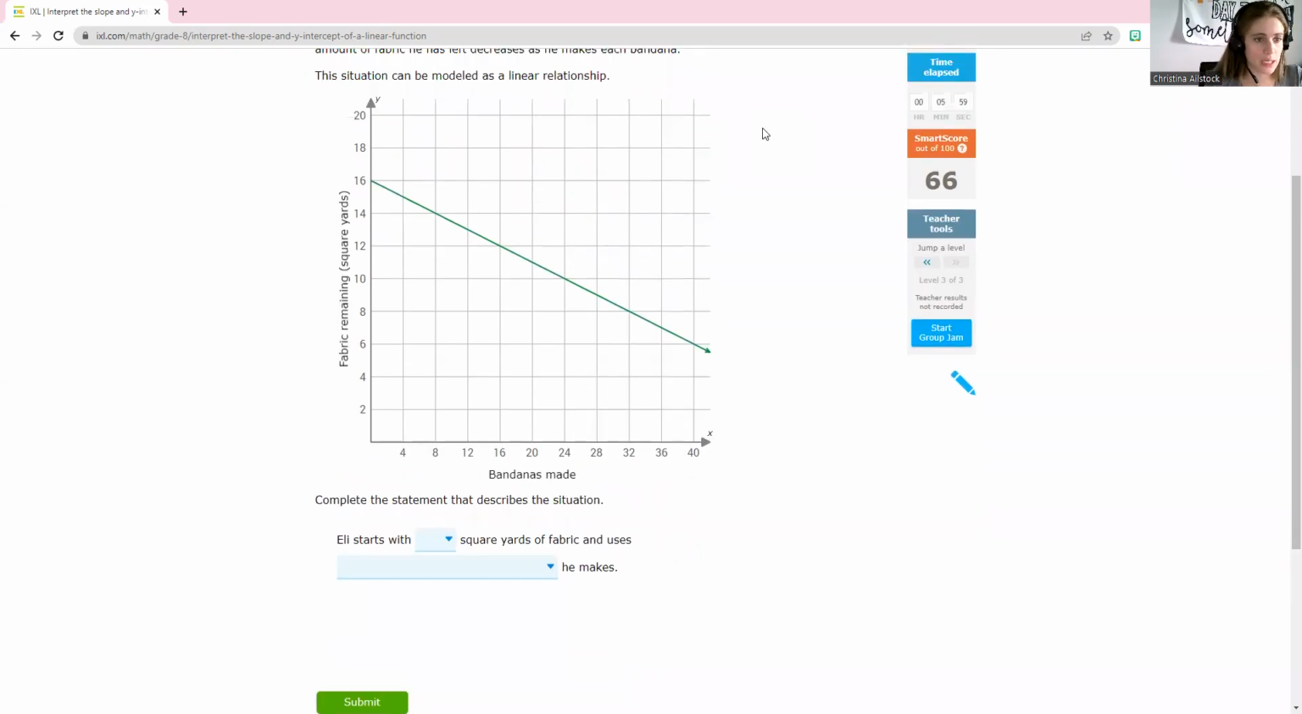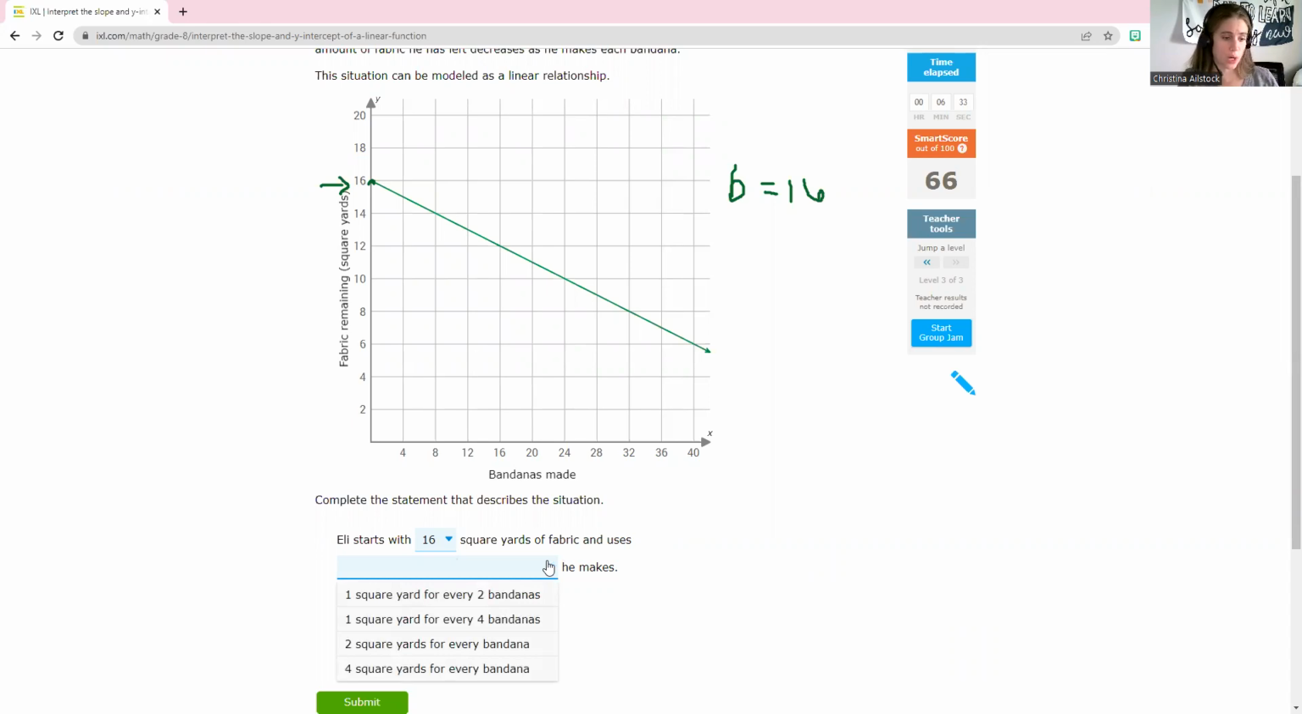So if we want to find our y-intercept, remember your y-intercept is where your graph crosses the y-axis, which would just so happen to be this point right here, and I made that way too big that we can't see our number, giving us the y value of 16. So that means he is going to start off with 16 yards of fabric, and looky there, that's an answer choice. And then we want to know, and then he uses blank for everyone he makes.